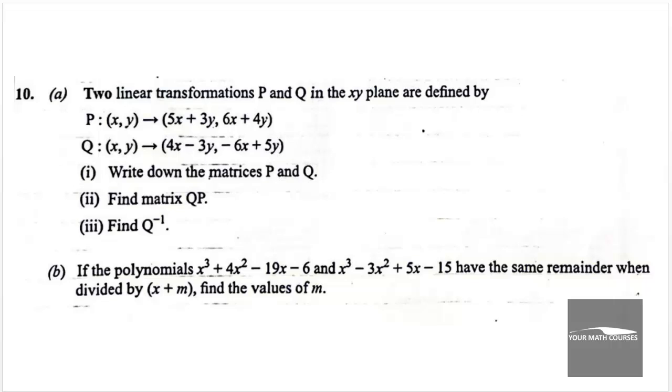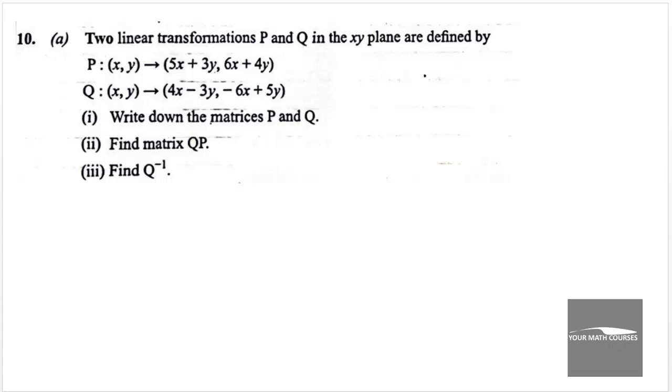Two linear transformations P and Q in the xy plane are defined by P: (x, y) maps onto (5x plus 3y, 6x plus 4y), and Q, as we can see. We have to write down the matrices P and Q, then find matrix QP, then find Q inverse. So let's begin with writing down matrix P and Q. That is a bit easy.